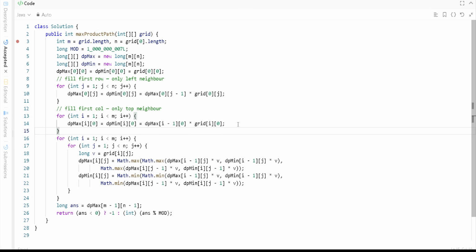You will fill the same way, and for each cell, right, you need to get the value v, and you will multiply, right? You need to find the dp max and dp min from the 4 candidates. What is the max value, what is the min value, will find dp max and dp min, right? That we have talked about. And then in the last you will return our dp max answer. If this answer is less than 0, right, you will return -1. Otherwise you will take the mod and you will return the answer.